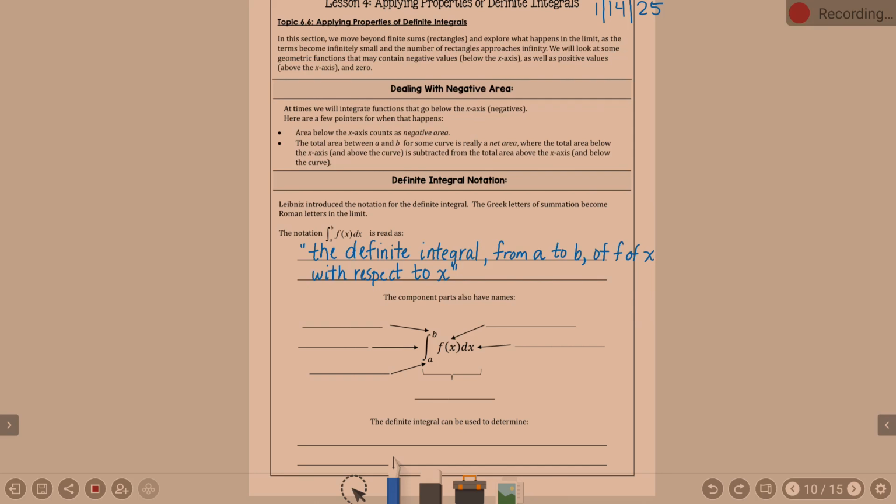And remember to go lower to upper limits when you read that, because if you're reading it, someone might not have the graphic in front of them, so they need to know, and that's universally you go from the lower limit to the upper limit.